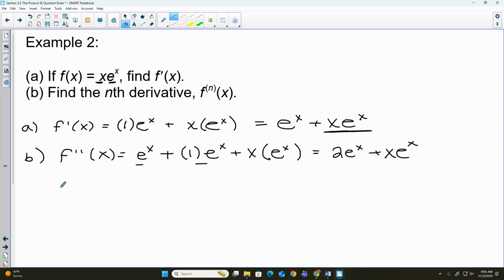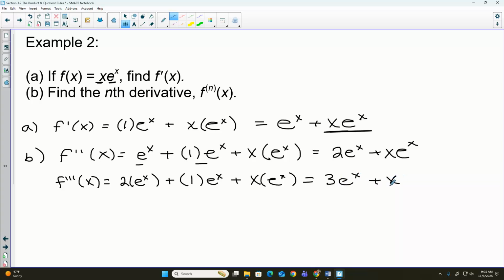3 e to the x plus x e to the x. We wanted to check it. Derivative of 2e to the x is 2 times the derivative of e to the x, which is still e to the x. Derivative of x e to the x, product rule. Derivative of the first times the second plus the first times the derivative of the second. We get 3 e to the x plus x e to the x.